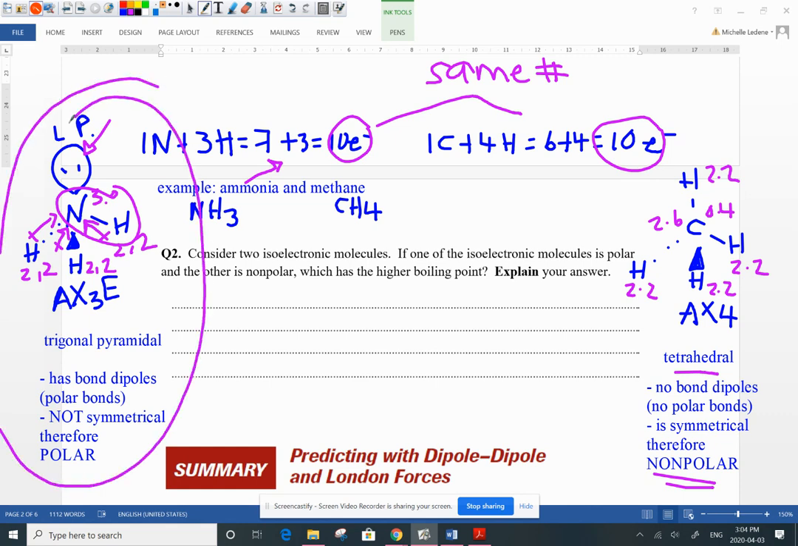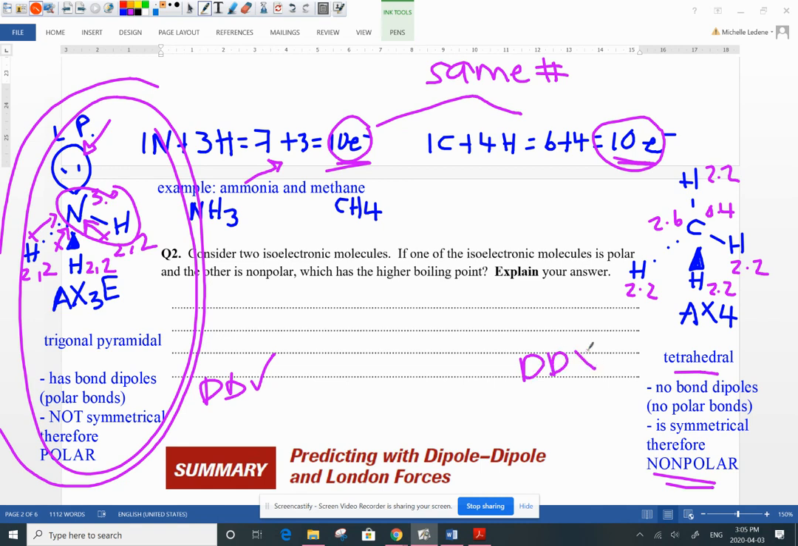So which guy is going to have the higher boiling point? If you said ammonia, you guessed correctly. Why? Because it doesn't just have the one force, the London force. It has a second force. It has the dipole-dipole. This guy now has a dipole-dipole. This guy does not. This guy has now 2 of our intermolecular forces, so he's going to have the higher boiling point. Okay, so if you have one molecule that's polar and one that is not, the polar molecule has an extra intermolecular force. Therefore, it is going to have a higher boiling point.